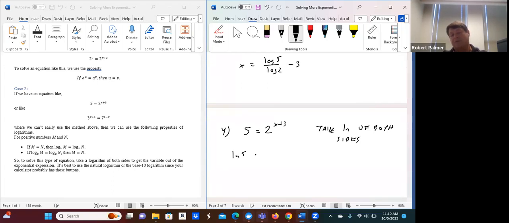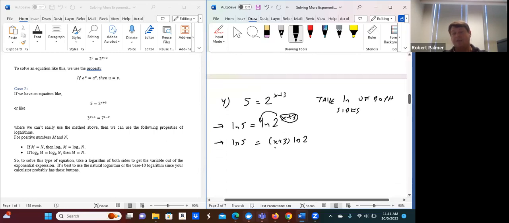If we do that, we have the natural log of 5 is equal to the natural log of 2 to the x plus 3. Everything here is basically the same. So once again, by a property of logarithms, I can bring my exponent out front. And so we have the natural log of 5 is equal to x plus 3 times the natural log of 2. The natural log of 2 is just a constant, and so is the natural log of 5. As we did before, get the x by itself. So divide both sides by the natural log of 2. And so we have the natural log of 5 over the natural log of 2 is equal to x plus 3.